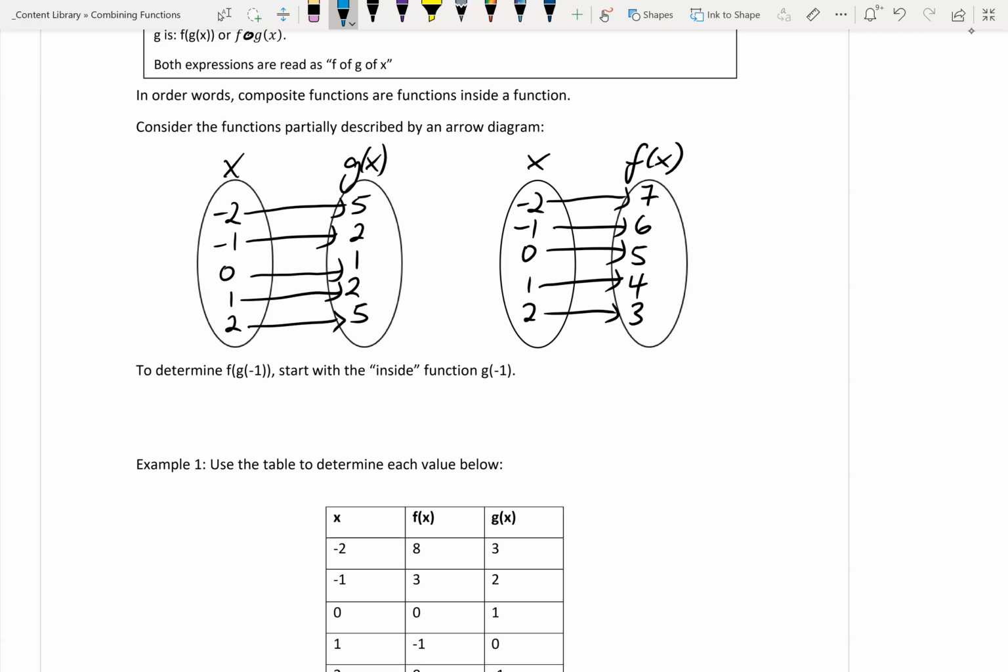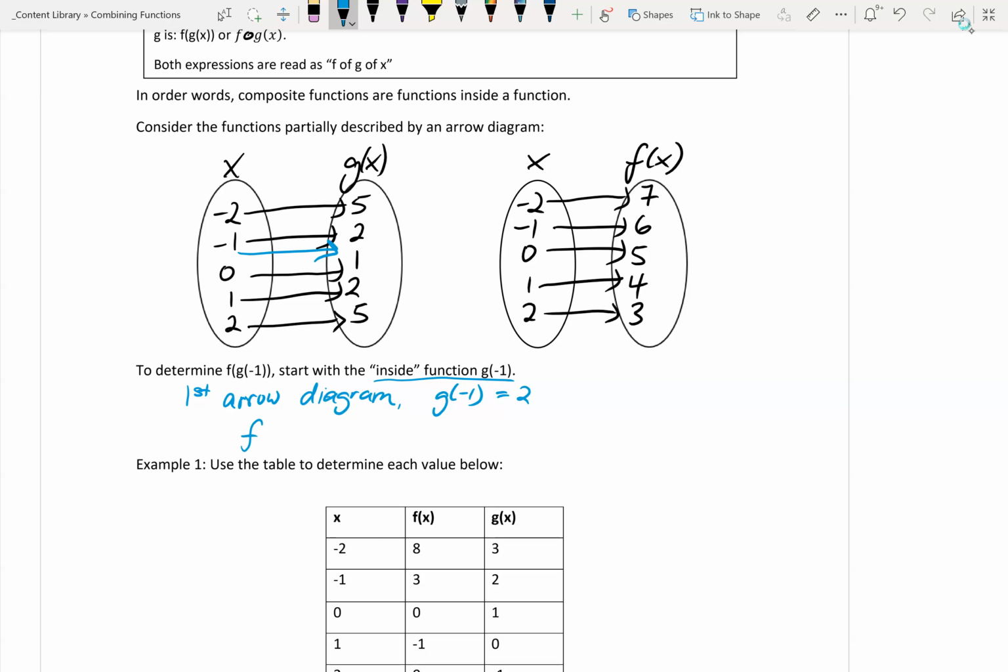So to find f of g of -1, the first thing we're going to do is find the inside function, which is g of -1. This is our first arrow diagram, because that's the one that describes g of x. So g of -1, -1 is our x value. If I follow this along, looks like it's going to be 2. So g of -1 is 2.